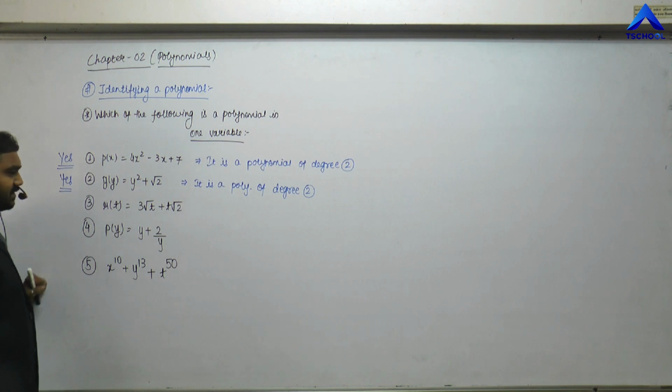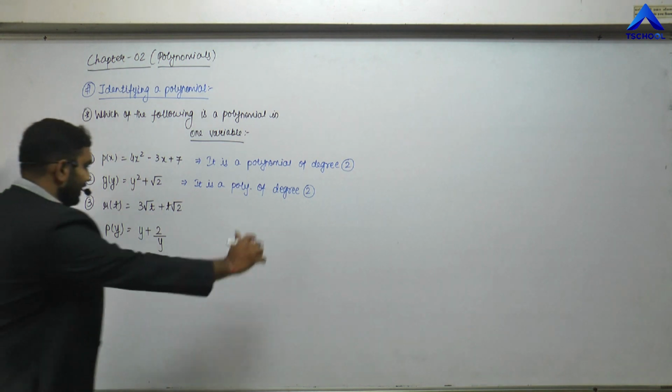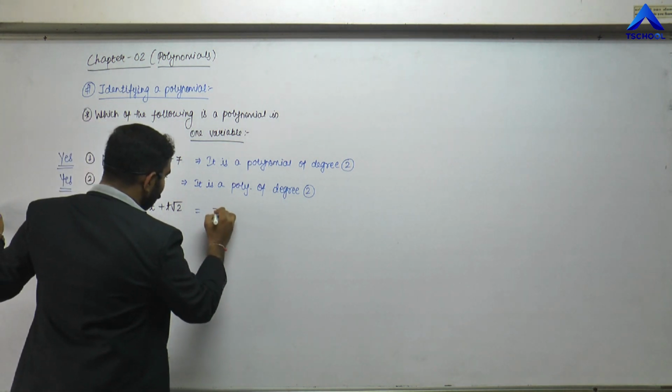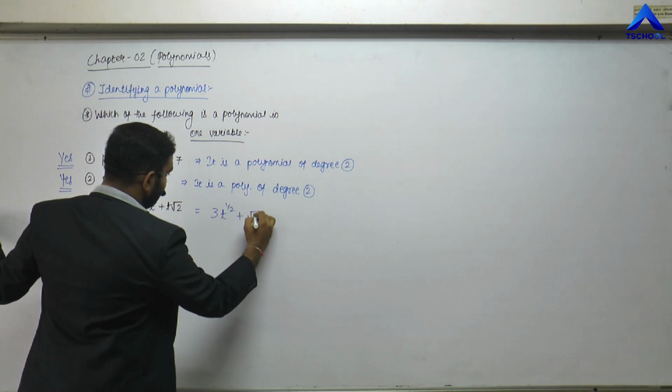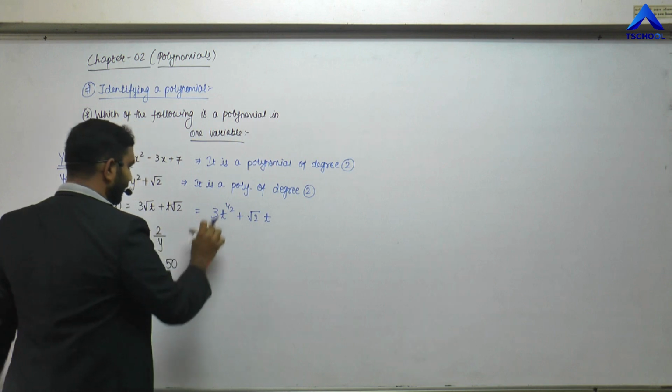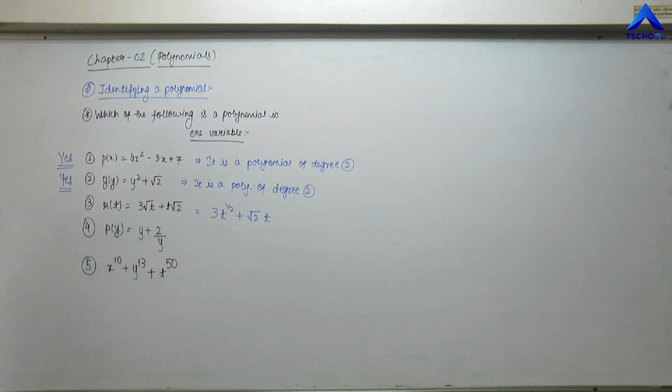Okay, third one, here there are two terms. The first one is 3 root t plus t root 2. The second term, t root 2, is valid for me. Why? Because the variable present is outside the square root. So what can I write about this? This I can write as 3t raised to 1 by 2 plus root 2 into t. Yes or no? I can write it like this.